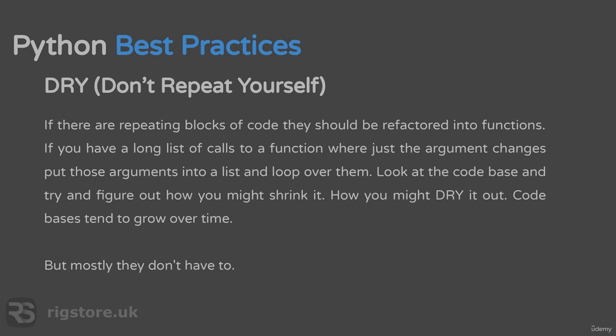Look at the code base and try to figure out how you might shrink it, how you might dry it out. Code bases tend to grow over time, okay? But most importantly, they don't have to. The best example is the code we're going to learn about in this, where I refactored my code base and my nodal setup. It actually shortened everything I then started writing with it.